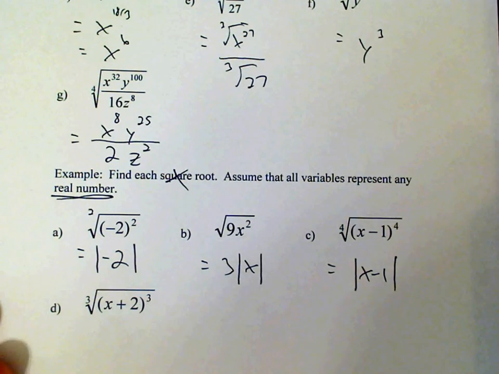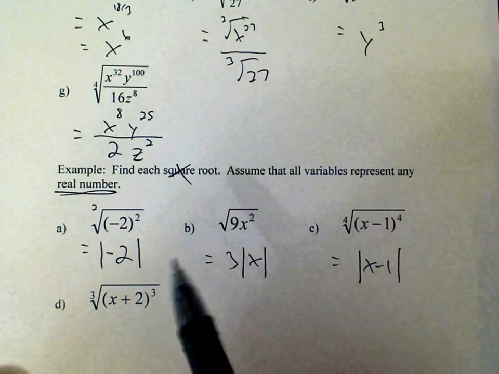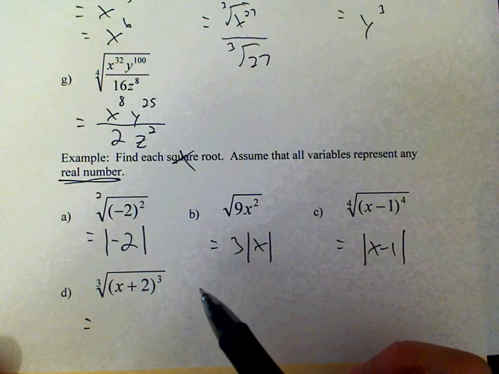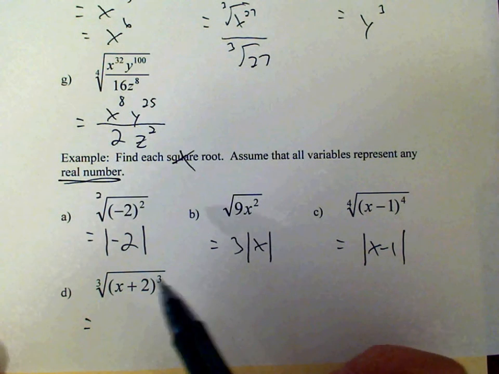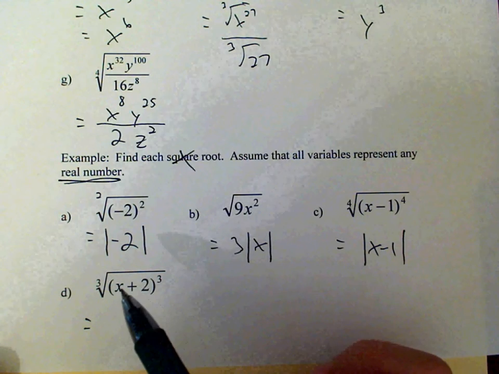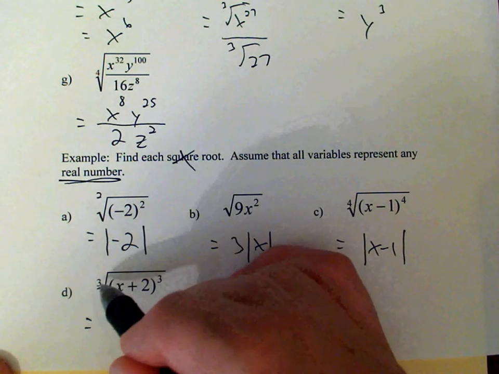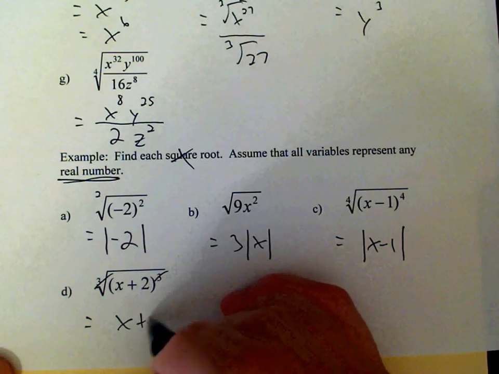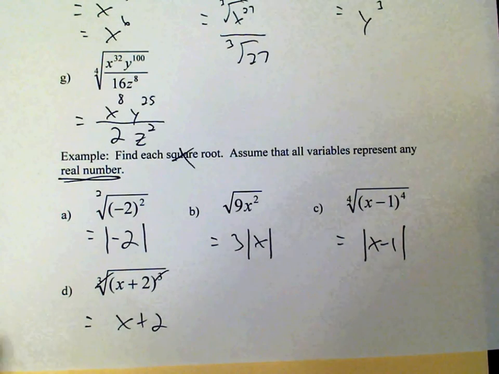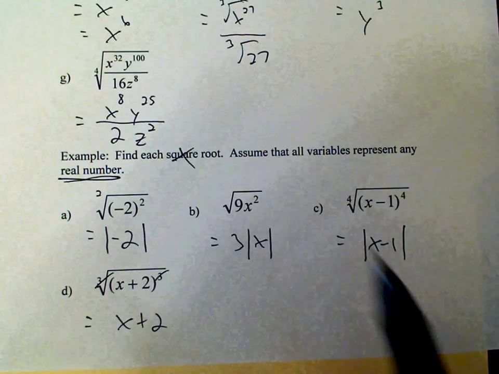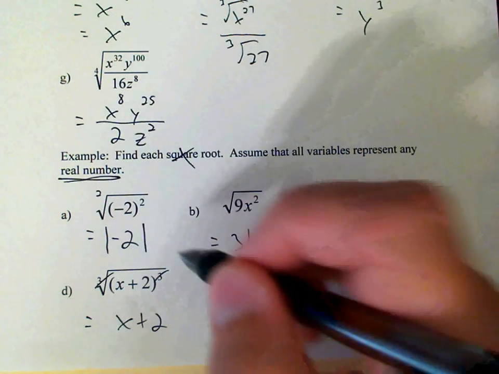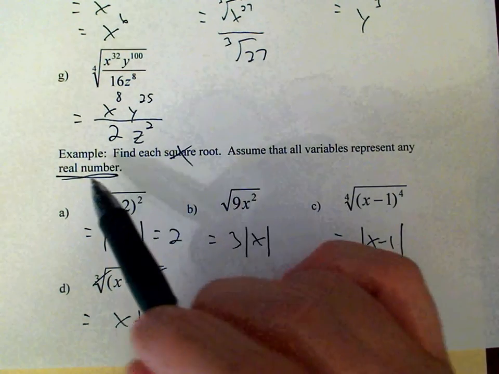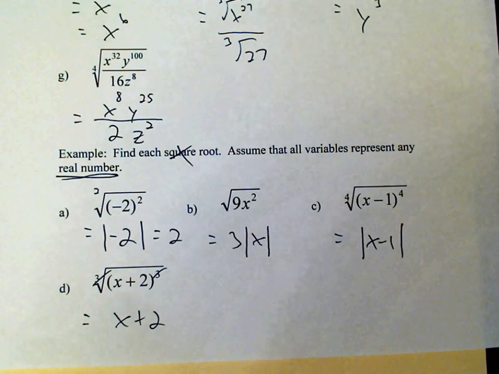Now, in the D part, you'll notice it's a cube root. With the odd roots, we don't care what the variables represent, because we're allowed to have negative numbers underneath odd roots. So when we have the cube root of x plus 2 to the cube, this cube root cancels with this cube, and it leaves x plus 2, and we're done with that. So the only time we have to worry about absolute values is when we're dealing with even roots, where the variables represent any real number. You don't see it a lot, but you see it enough to be concerned about.